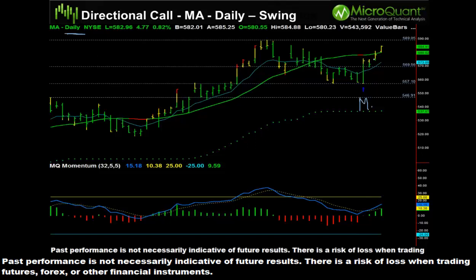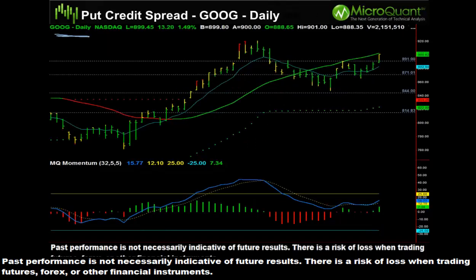Any questions on that? That's an example of a trade that I may take on Monday and a Tuesday, possibly even a Wednesday. Okay, and then the next trade is, this is a Google daily chart.